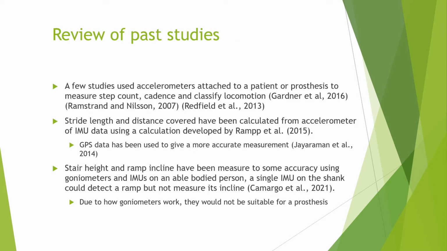From reviewing past studies, it was shown that measuring step count, cadence, and classifying some locomotion could be achieved with the use of an accelerometer attached to the patient or prosthesis. Step length and distance covered could be calculated from accelerometer or IMU data using a calculation developed by RAMP. Step height and ramp incline has also been measured accurately using ergometers and IMUs on an able-bodied participant. In this study, a single IMU on the shank could detect a ramp but could not accurately measure the incline.